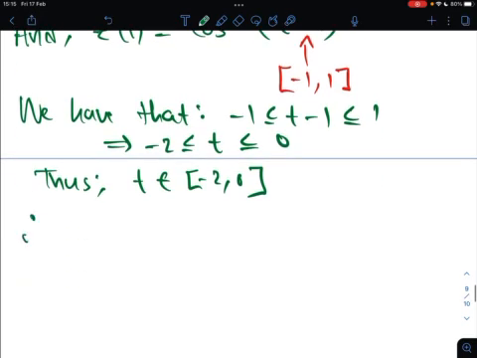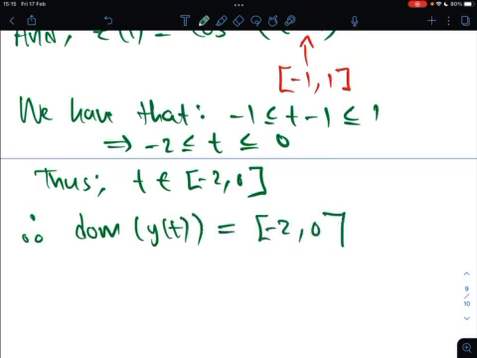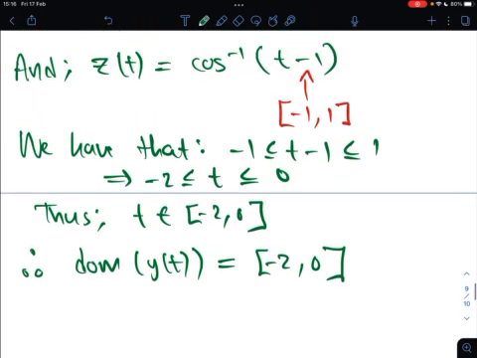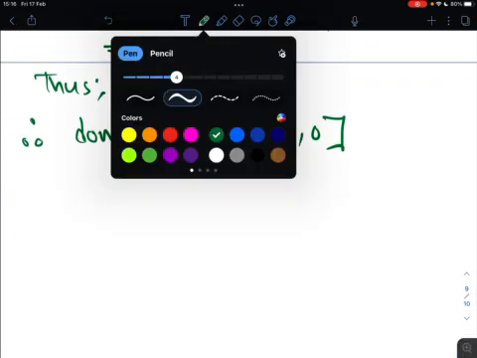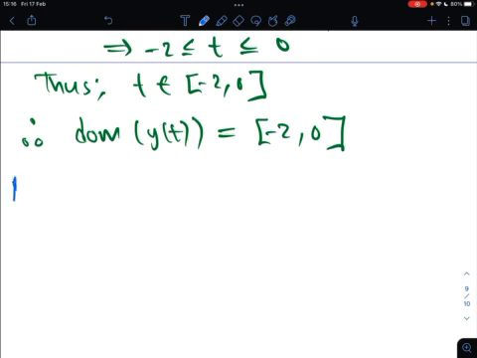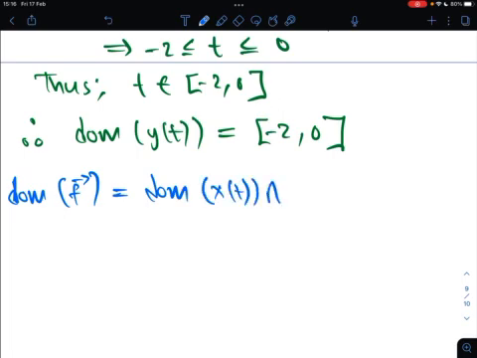So therefore the domain of z(t) is what? It is everything from negative 2 to 0. So now I have to find the domain of the overall thing. You see that? We know from our definitions that if I want to find the domain of f, it is just going to be the domain of x(t) intersection the domain of y(t) intersection the domain of z(t), like that.